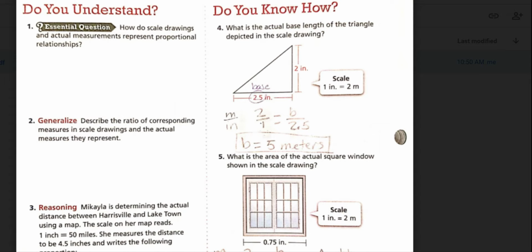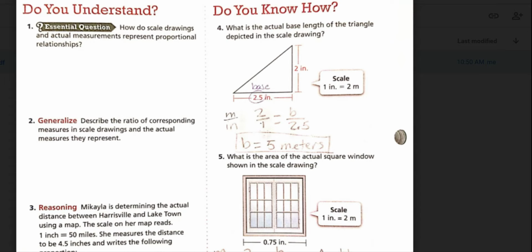All right, so number 4, what is the actual base length of the triangle depicted in the scale drawing? Here's the most important part. Do this every single time. I labeled my meters and my inches. Label them. That's going to help keep you straight. So we have 2 meters is equivalent to 1 inch. That is your constant of proportionality, or your scale factor if they ask for it.